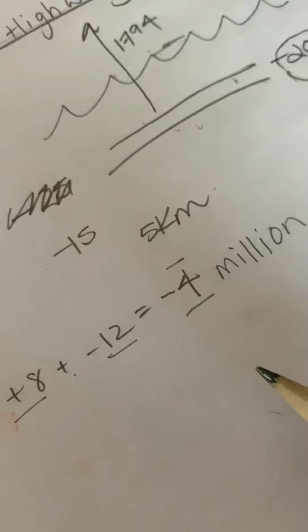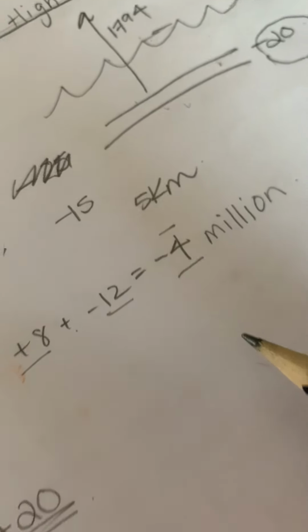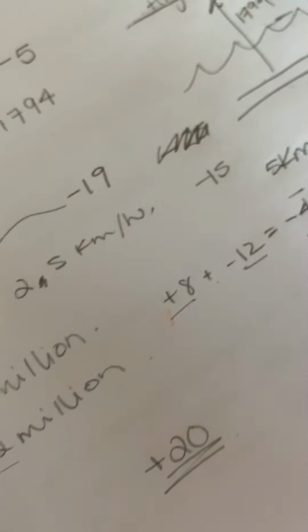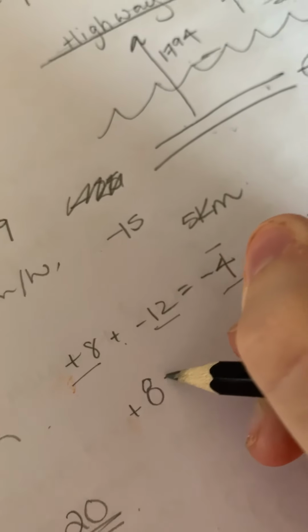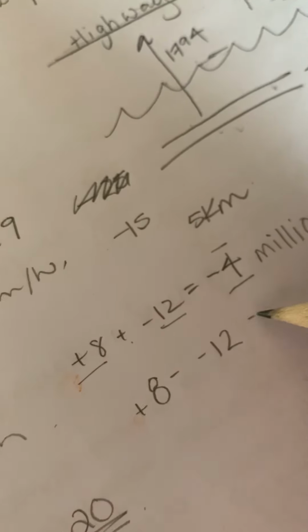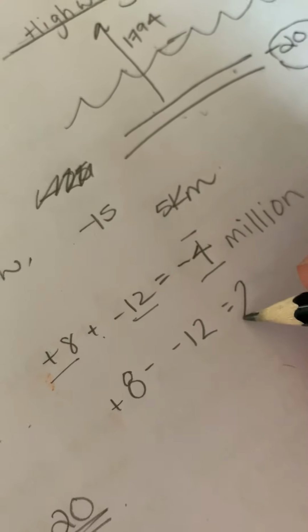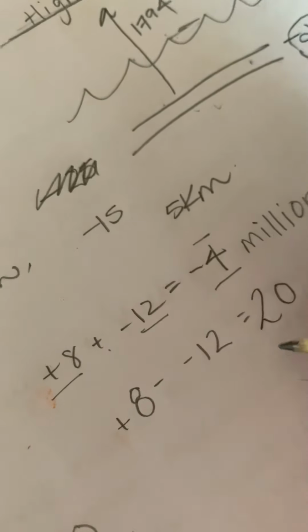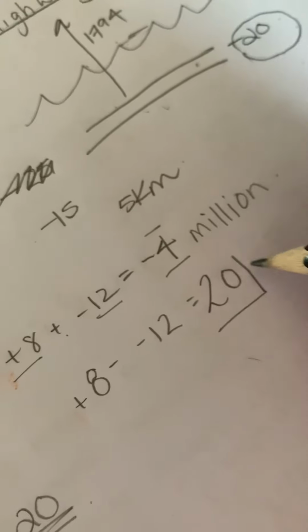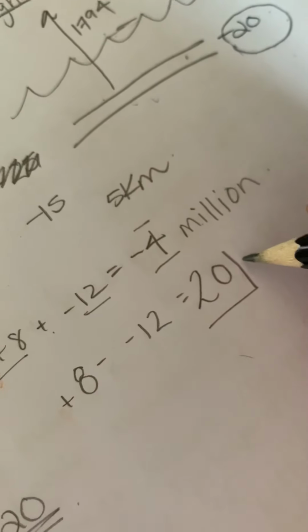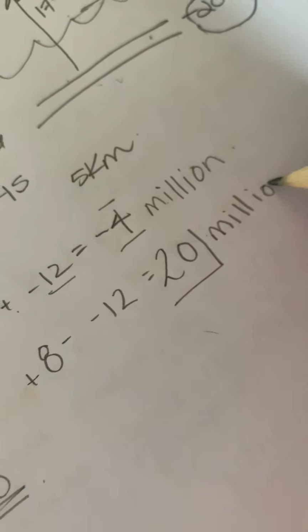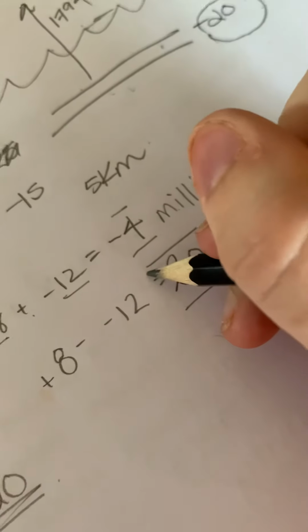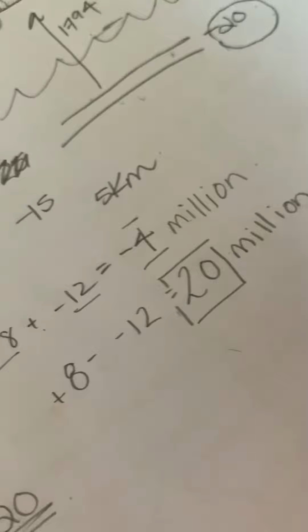So how much better was the company's result in the first year than the second year? Well, I am going to take positive 8 and subtract it from negative 12 to find out that the difference between those two numbers is 20. And I know because I took off the word million that this 20 is actually referring to 20 million. So that is the difference between these two numbers.